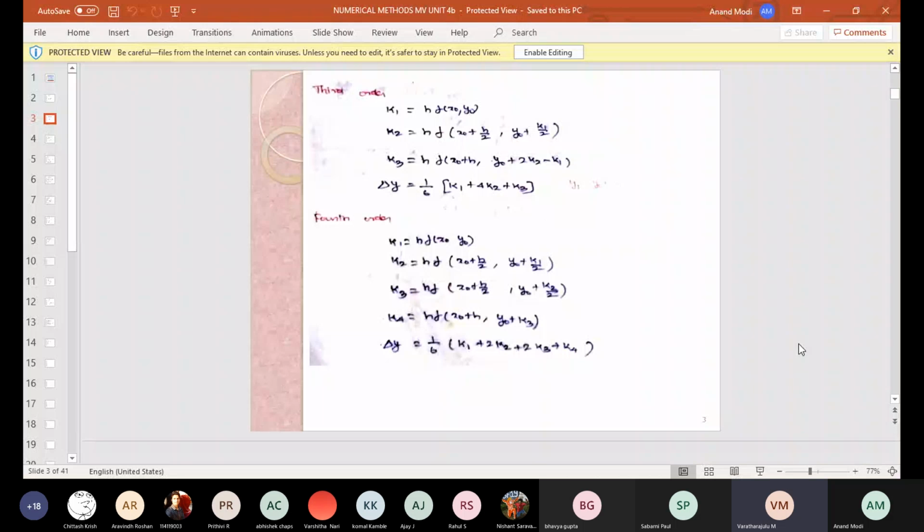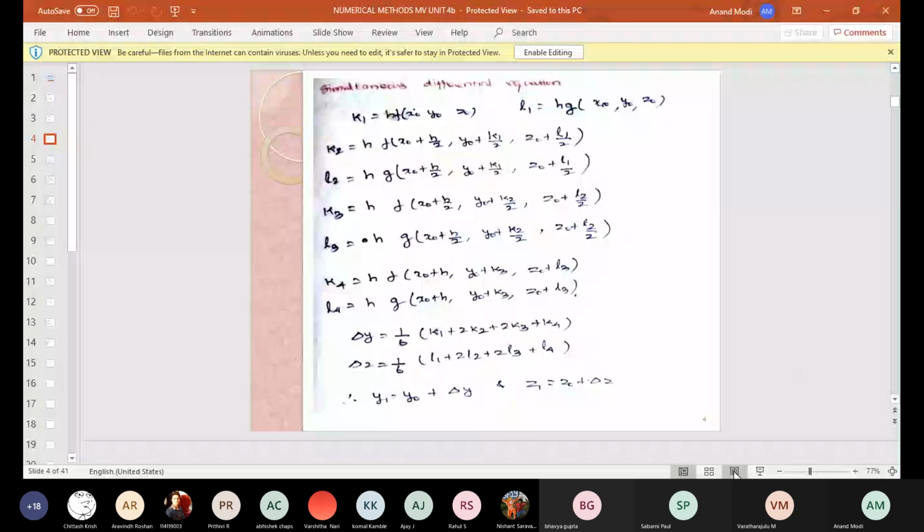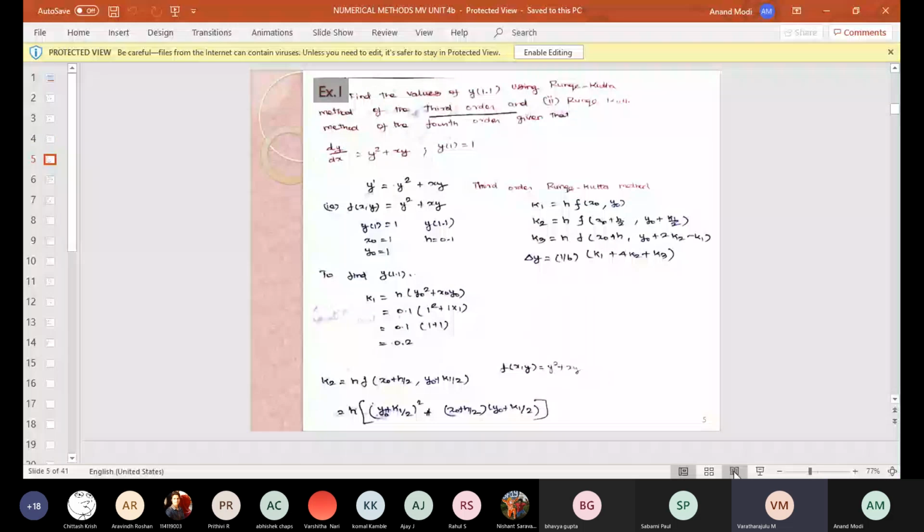Next one. Please have your calculator. This is for the simultaneous differential equation. Once we are very familiar with the second order, third order, and fourth order, we will revisit this simultaneous differential equation. Go ahead with the next slide. We will get back to the simultaneous differential equation once the problems are familiar.